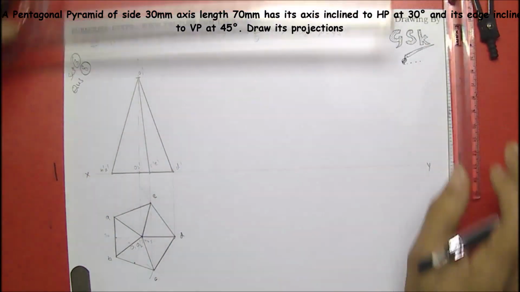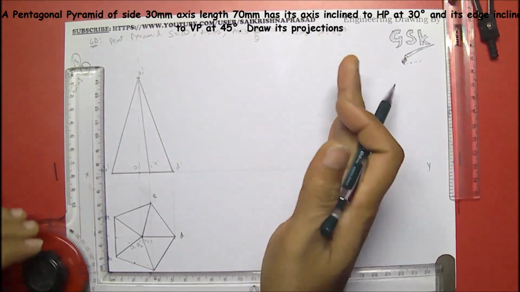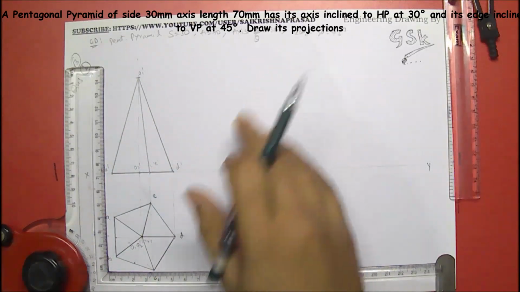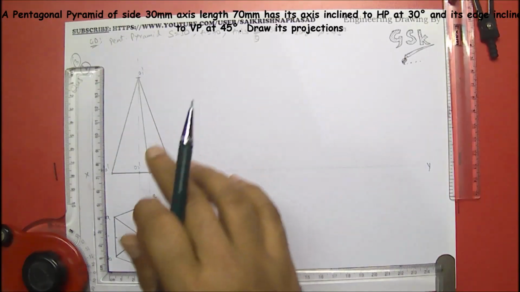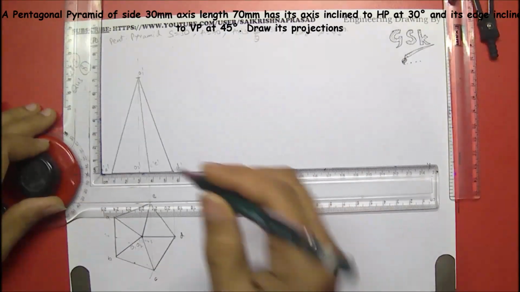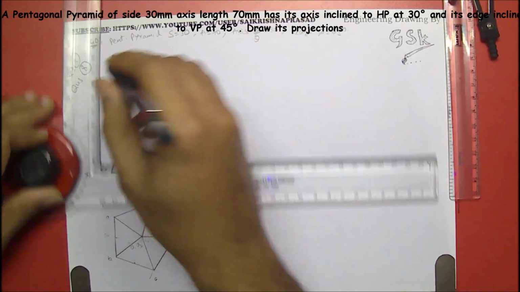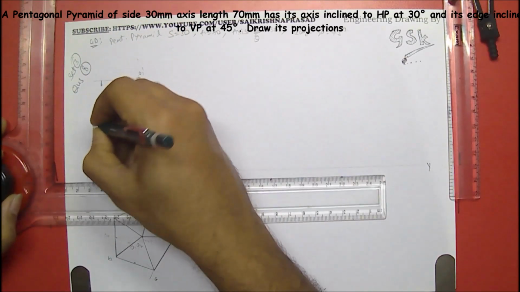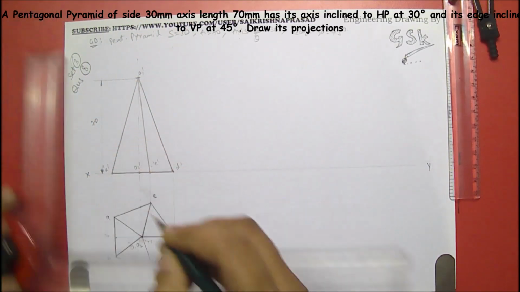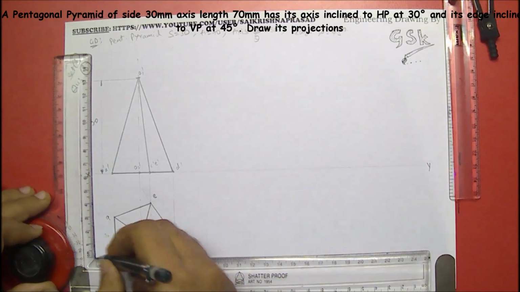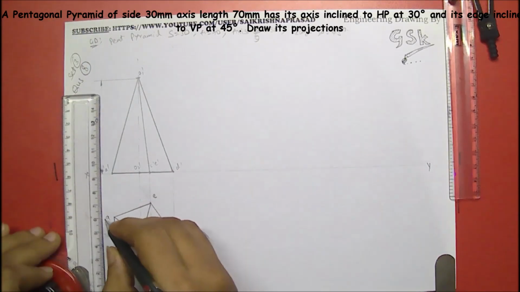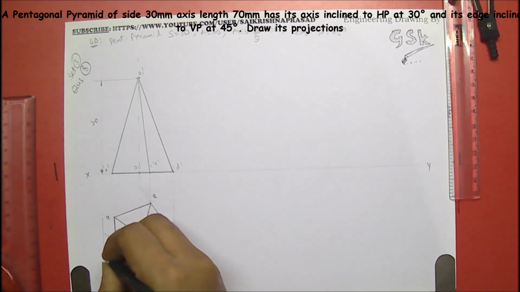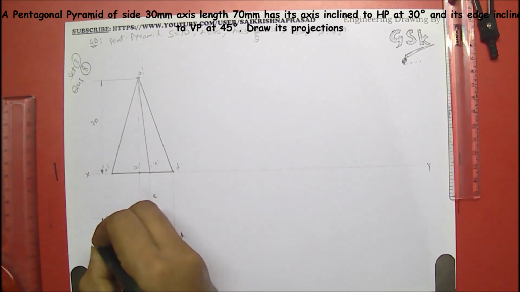Now the next condition would be tilting the figure 30 degrees to the HP. Let's mention the height. And the side, 30.